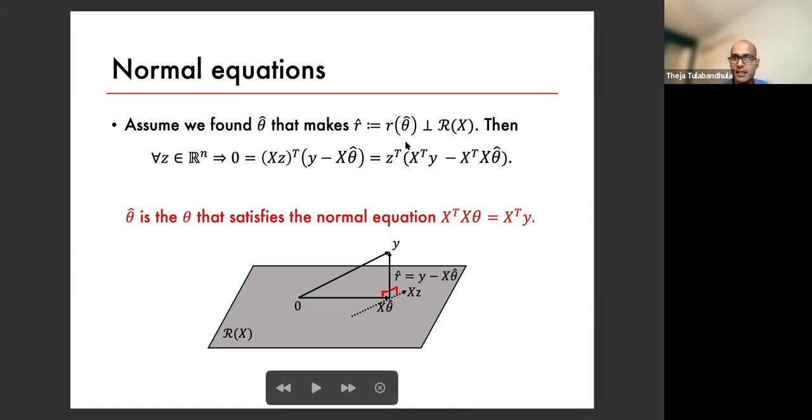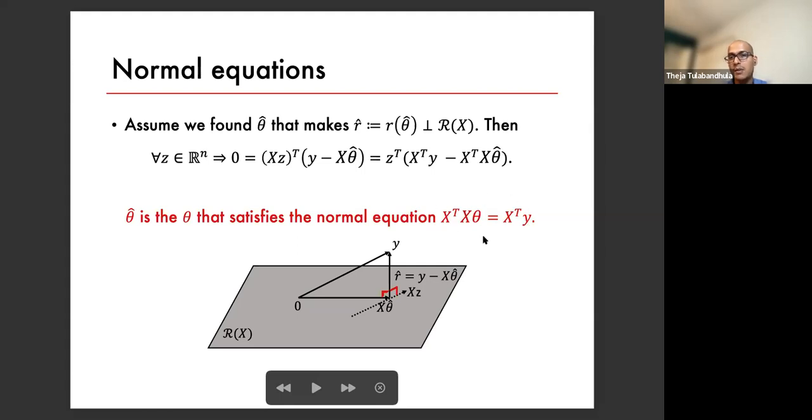Which means that this thing in the bracket is equal to 0 itself, element-wise, as in this thing in the bracket is a vector. Each coordinate of the vector should be equal to 0. So if the thing in the bracket is equal to 0, you can write it as the second term is equal to the first term. So X transpose X times theta is equal to X transpose y.